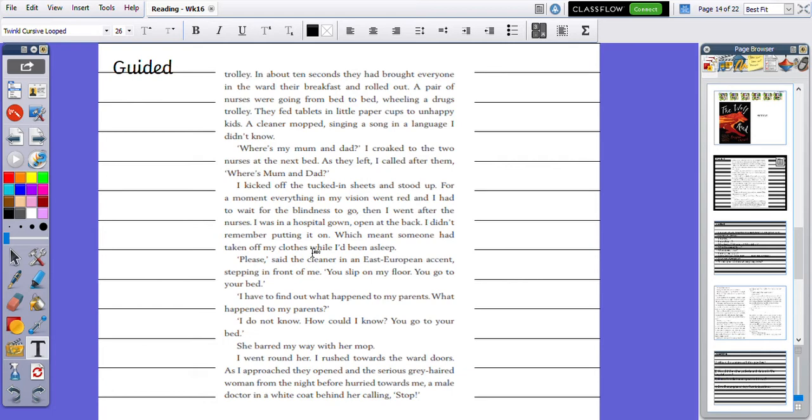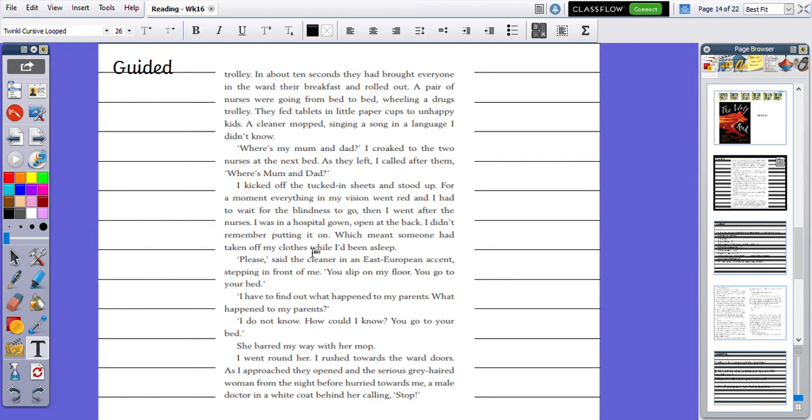I kicked off the tucked-in sheets and stood up. For a moment, everything in my vision went red, and I had to wait for the blindness to go. Then I went after the nurses. I was in a hospital gown, open at the back. I didn't remember putting it on, which meant someone had taken off my clothes while I'd been asleep.